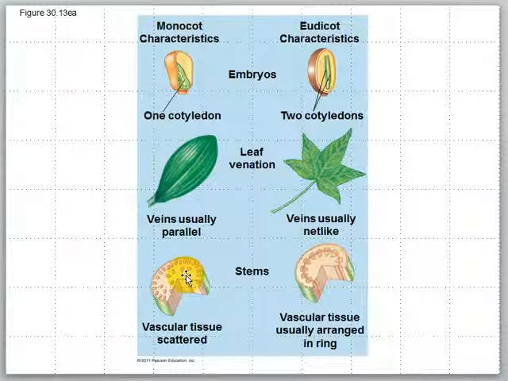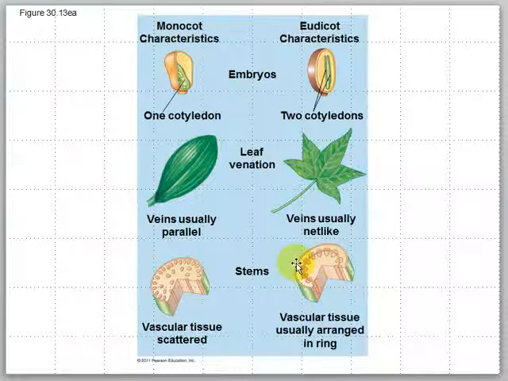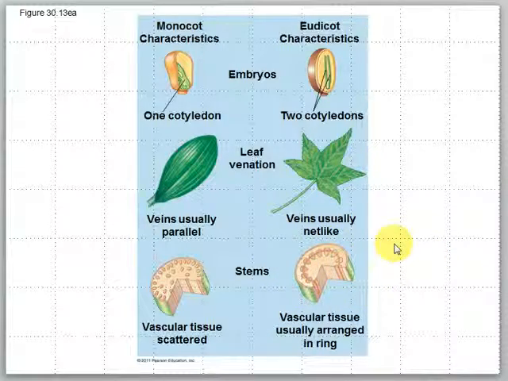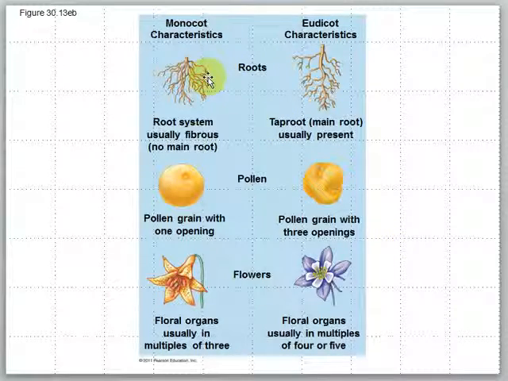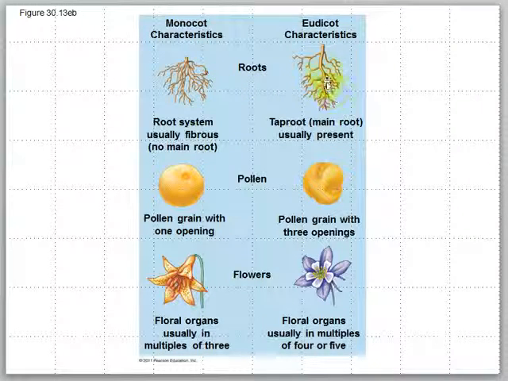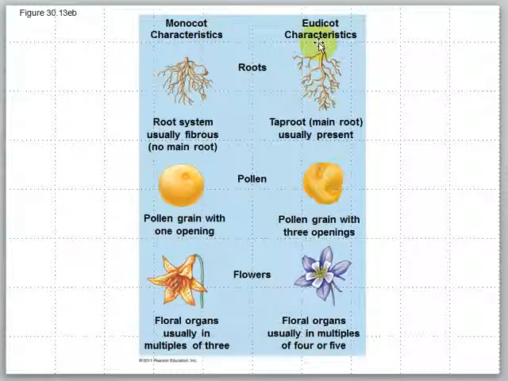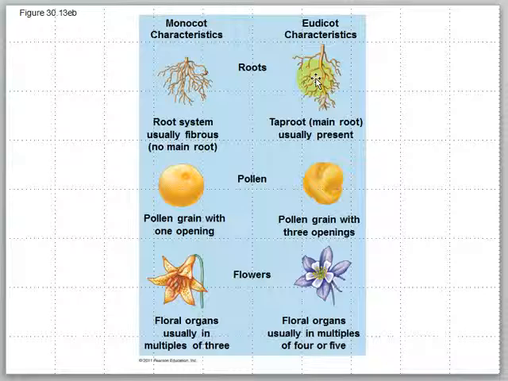If we compare the roots, a monocot tends to have very fibrous roots with no main root. Again, think about grasses. Compare that to a eudicot, which tends to have one main root, called a taproot. So think of a tree, which generally has one large main root with smaller roots coming off of it. If you look at the pollen, the pollen grain of a monocot usually has a single opening. The pollen grain of a eudicot usually has 3 different openings.